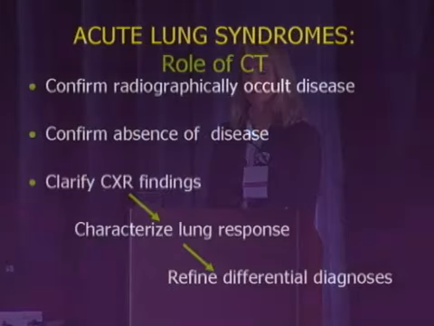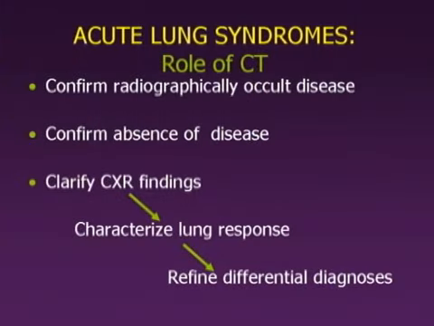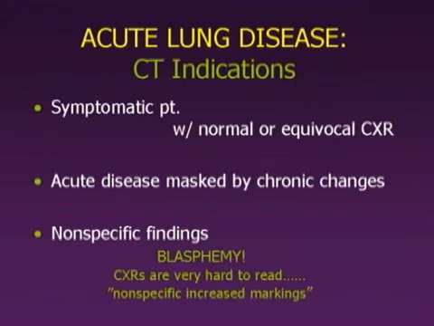What is the role of CT in acute lung syndromes? Well, first of all, with the heightened sensitivity of CT for disease detection, we can confirm the presence of radiographically occult disease. Similarly, we can confirm the absence of disease, which would lend support to a psychoneurotic cause for the dyspnea. Finally, we can clarify and characterize the chest X-ray findings, which allow us to characterize the lungs' response, refine the differential diagnosis to a few considerations, which is very helpful to the clinicians dealing with these patients.